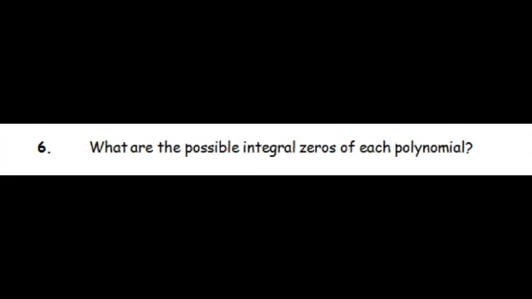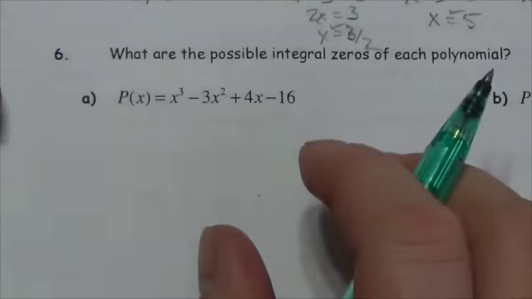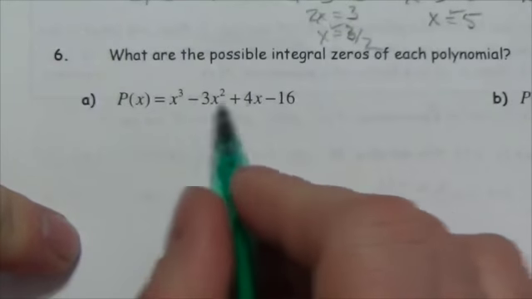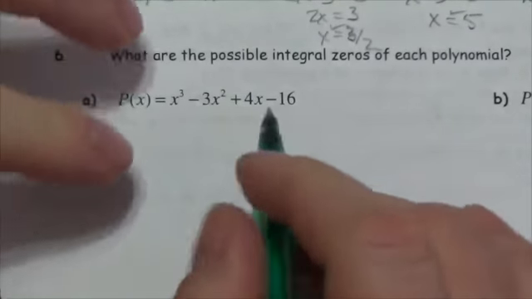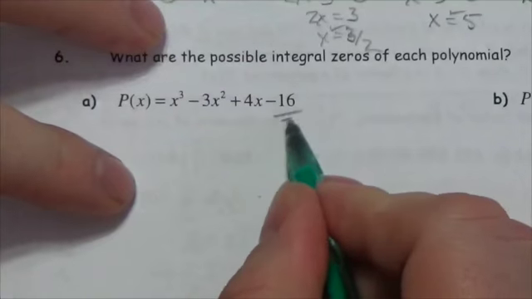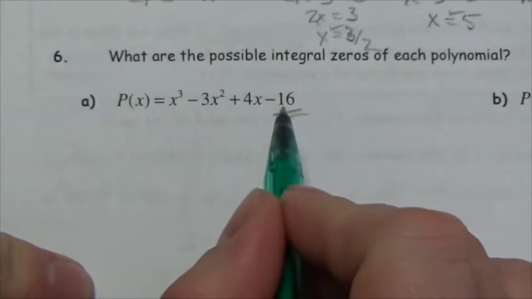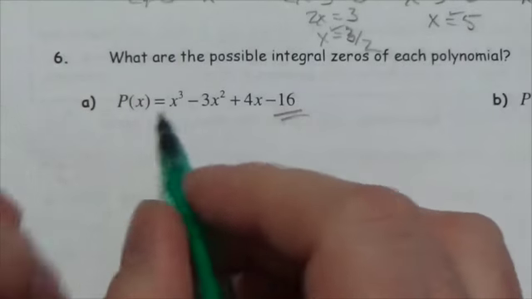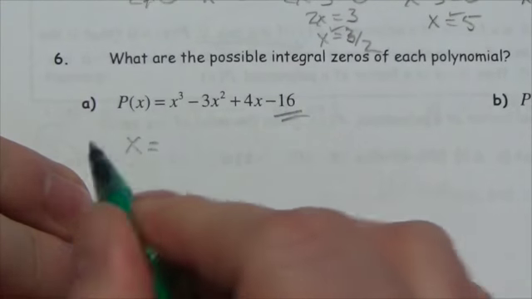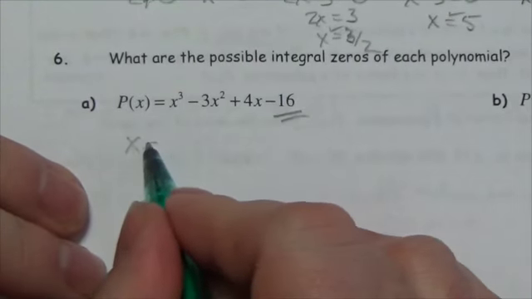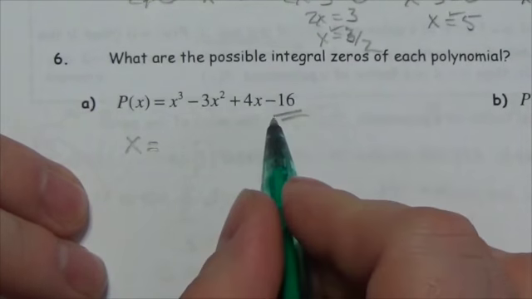What are the possible integral zeros of each of the following polynomials? Okay, so what are the possible integral zeros? Here we go. Remember what we've said here. The real focal point of our investigation is that constant. Really, what we're looking for are factors of that constant right there. And so for x, the integral zero here, again, remember, we're looking for integer values.